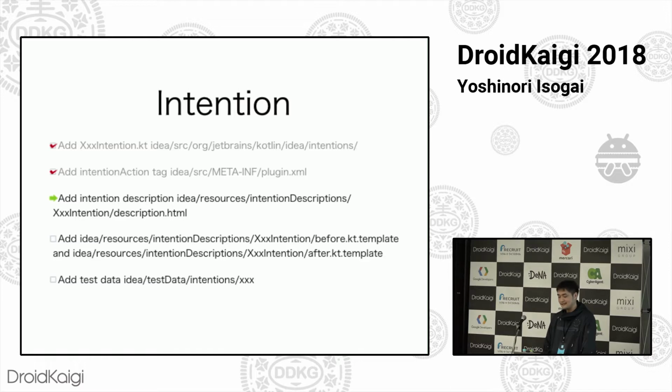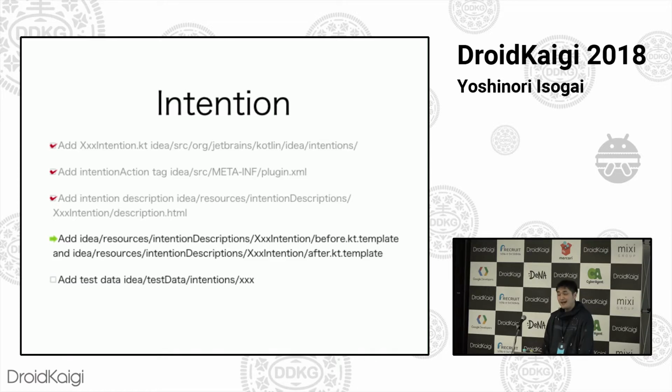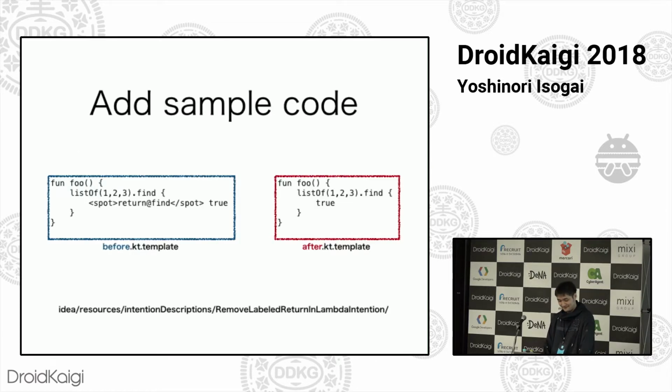Adding the description file is the next step. Create an HTML file that describes what the intention does, like this. Adding sample code is the next step. To add sample code, we will write two files. The first one is before.kt.template. This sample code describes the code where the intention would be triggered. The second file is after.kt.template. This code is the result of applying the intention action.